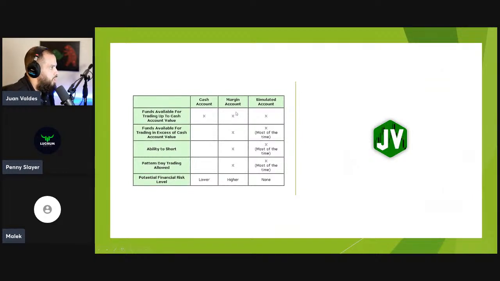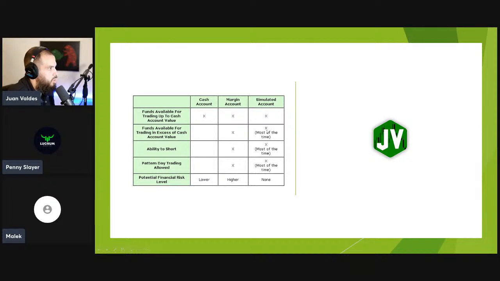Some of the differences between a cash account and a margin account. Cash account, funds available for trading up to cash account value. So if you have 25,000, you have 25,000 to trade, and with margin, you have 25,000 to trade, but usually they give you leverage. Funds available, we said only on margin. Ability to short, you can't short using a cash account. PDT allowed. So with margin you could, but you still got to be about 25,000. Potential financial risk is lower with a cash account and much higher with a margin account.